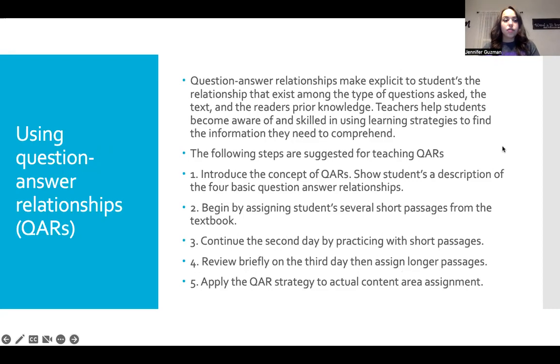All right, using question-answer relationships. So question-answer relationships make explicit to students the relationship that exists among the type of questions asked, the text, and the reader's prior knowledge. Teachers help students become aware of and skilled in using learning strategies to find the information they need to comprehend.